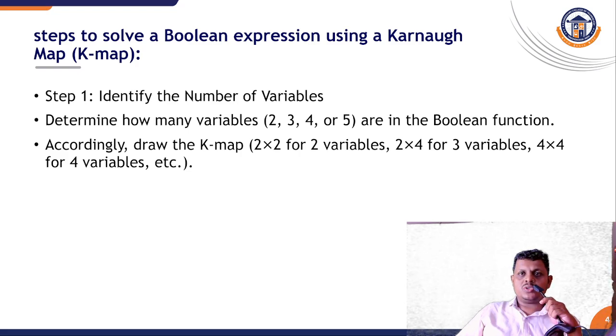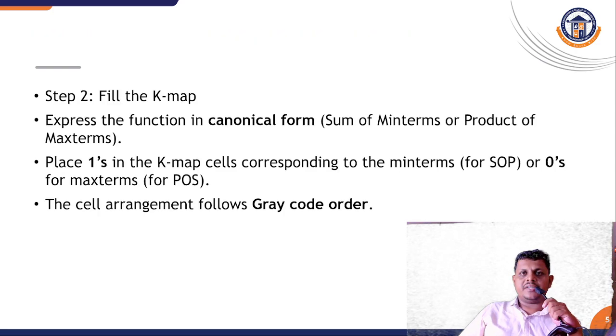That is 2 cross 2, we are forming the table. 2 cross 2 means there are 2 columns and 2 rows, for 2 variables, 2 cross 4 for 3 variables, and 4 cross 4 for 4 variables, and so on. So the first step is identifying the number of variables, and based on the number of variables we can draw the K map table, with variables A, B, C, D like that.